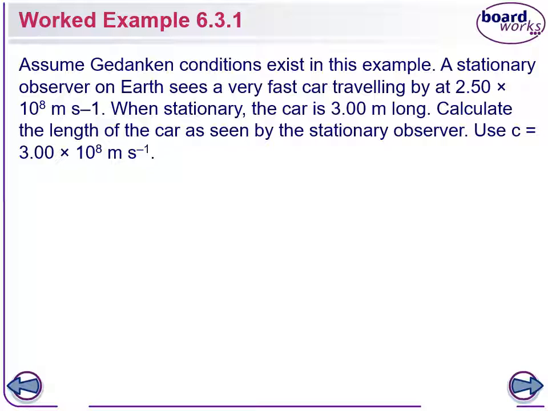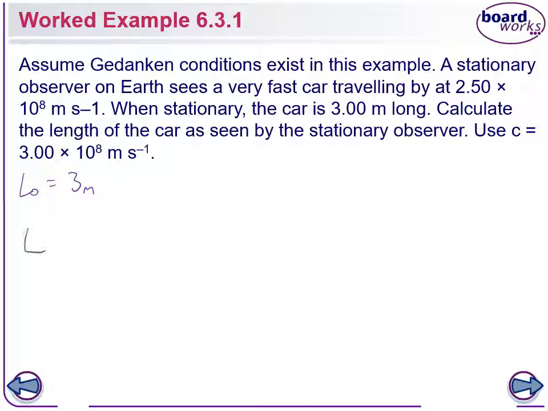All right, so if you are in the same frame of reference as the car, you would measure the car to be 3 metres long. So that is our L0 value. If you were stationary relative to the car, you would measure the car being 3 metres long. But we are not. We are moving at a relativistic speed relative to the car, so we need to find L.